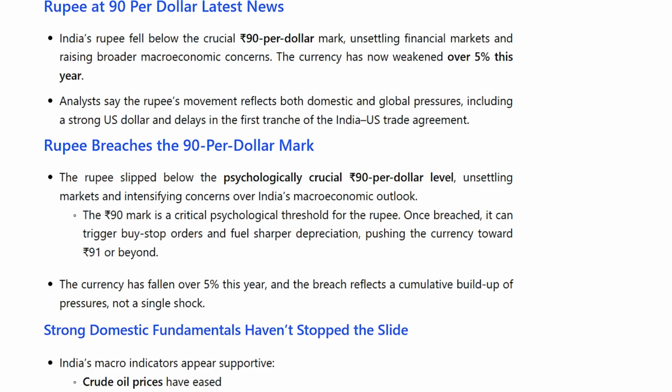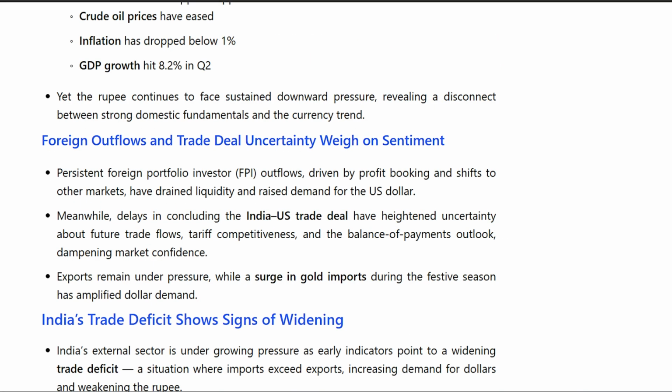The currency has fallen over 5% this year, and the breach reflects a cumulative build-up of pressure, not a single shock. Strong domestic fundamentals have not stopped the slide. India's macro indicators appear supportive. Crude oil prices have eased, inflation has dropped below 1%, and GDP growth hit 8.2% in Q2. Yet the rupee continues to face sustained downward pressure, revealing a disconnect between strong domestic fundamentals and the currency trend.